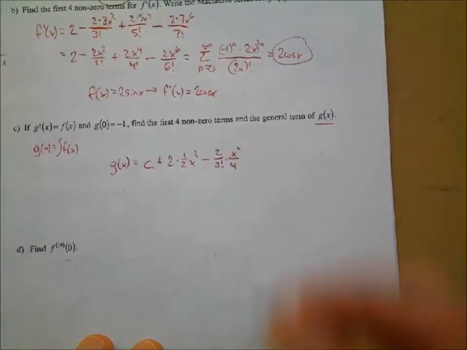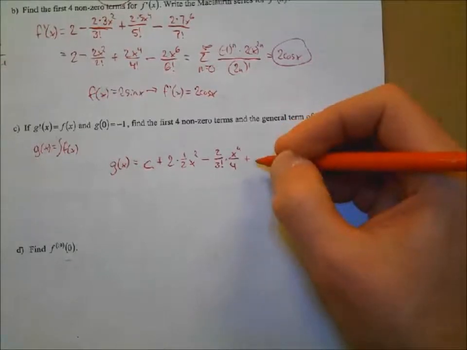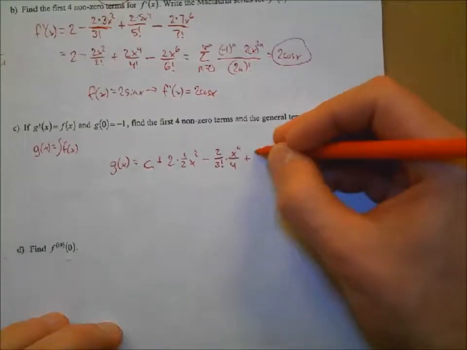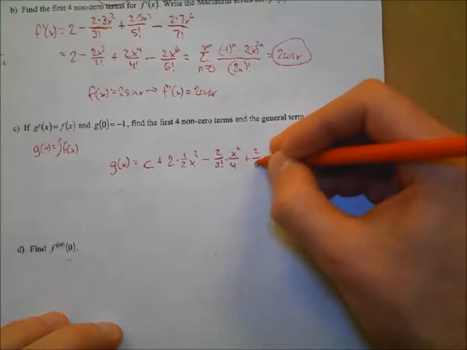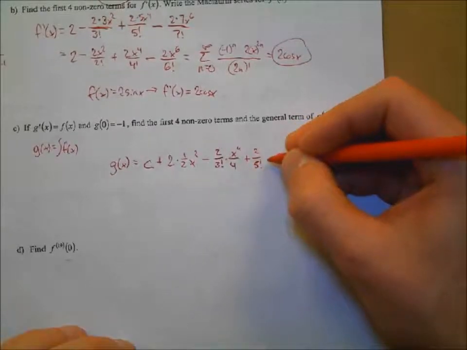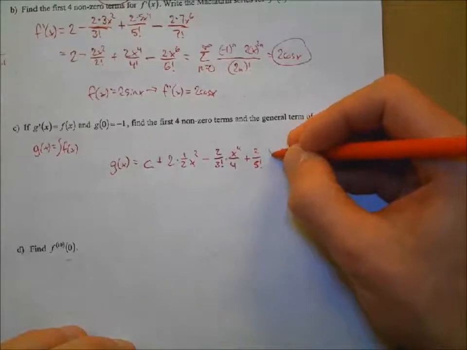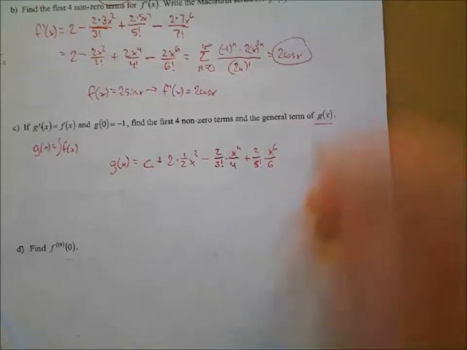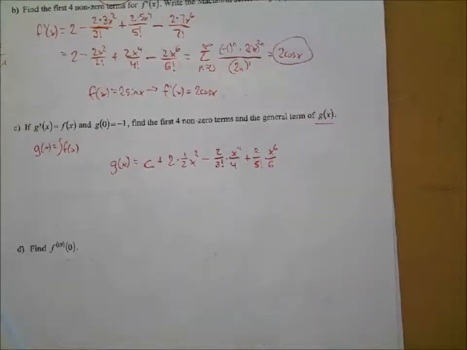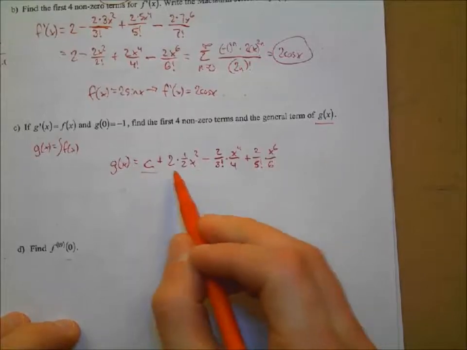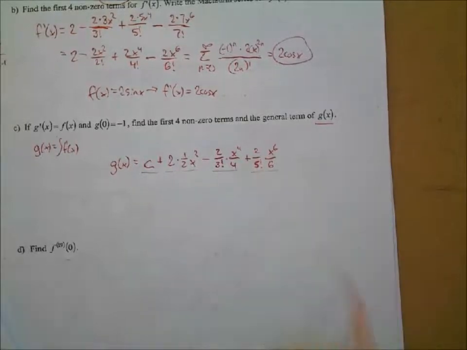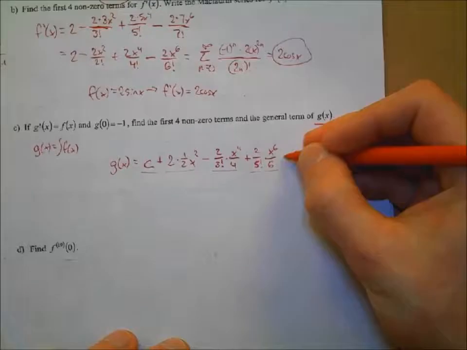Right? And then the next term here, I'll pull out the 2 over 5 factorial piece. Okay. And then we'll just have to integrate x to the fifth, which is x to the sixth over 6. Okay, and we're only looking for the first 4 non-zero terms, all right? So I've kind of got those, right? C, we're going to find C. There's my second, there's my third, there's my fourth, okay? We'll have more, of course, but we don't need to worry about those.